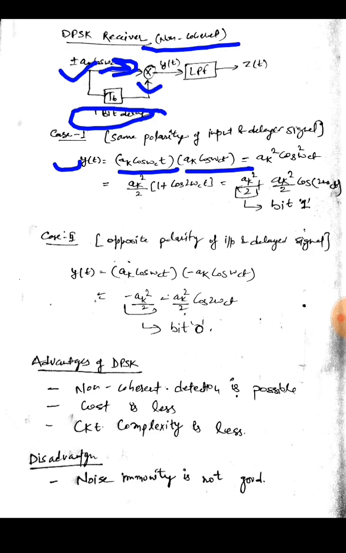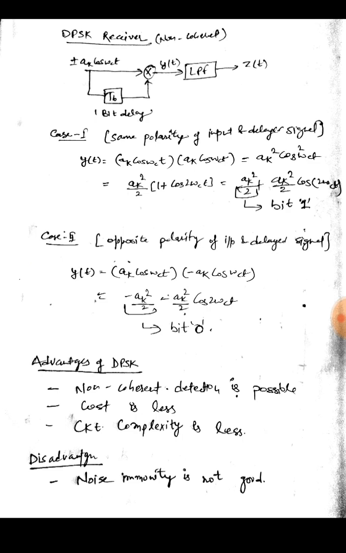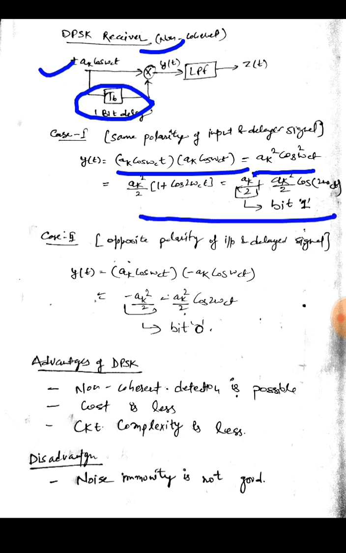Case first, if the same polarity inputs are there, that is this input AK cos omega ct and the delayed input both have the same polarity, that is both are positive, then at YT we would get AK cos omega ct multiplied by AK cos omega ct, so it would become AK square cos square omega ct. So using the cosine function we can convert it into this, so it comes out to be AK square by 2 plus AK square by 2 cos 2 omega ct. So this is our high frequency carrier signal, and this is our message signal.